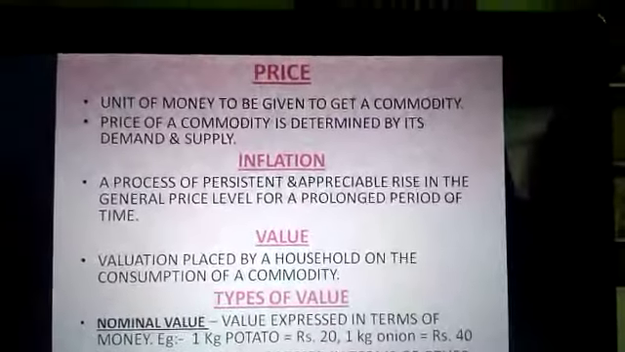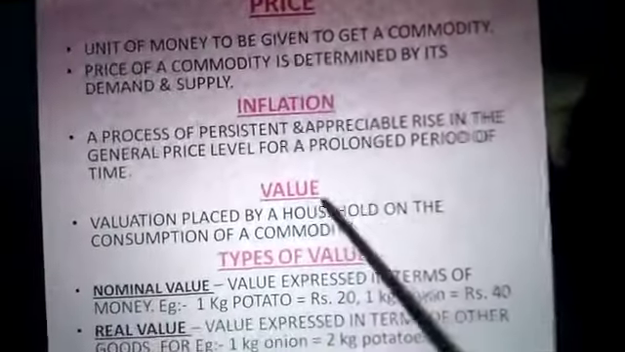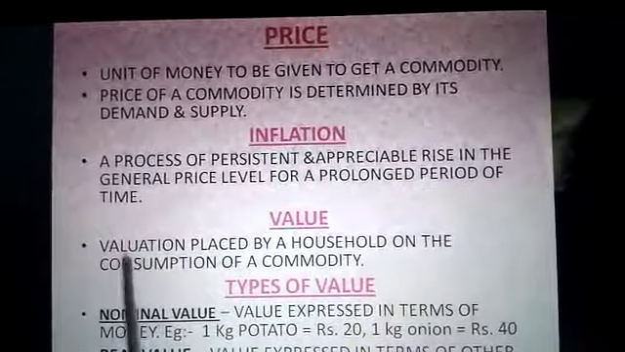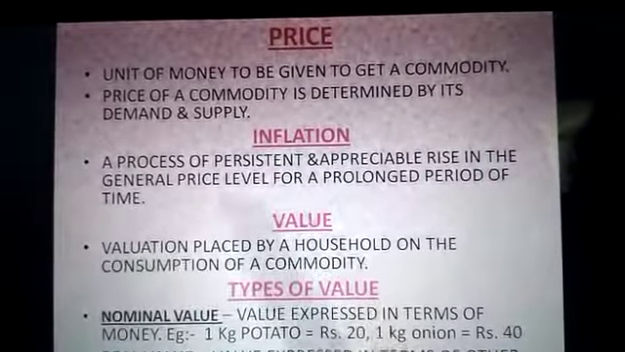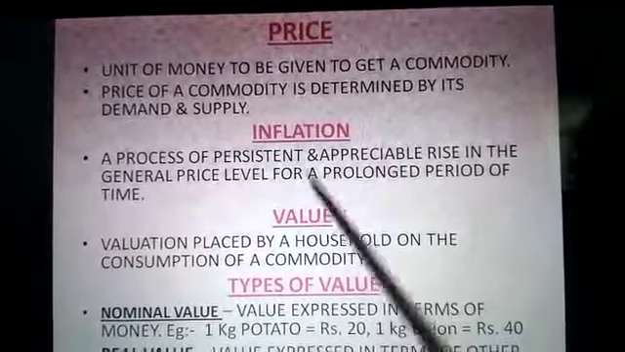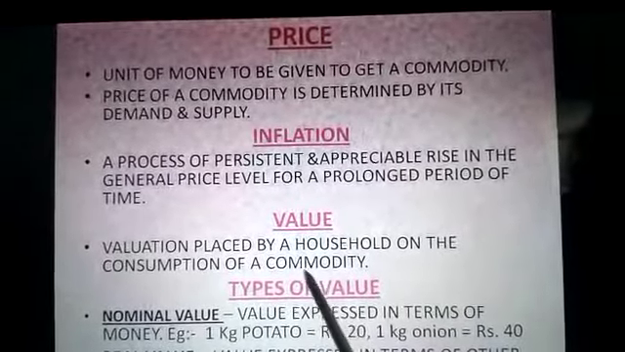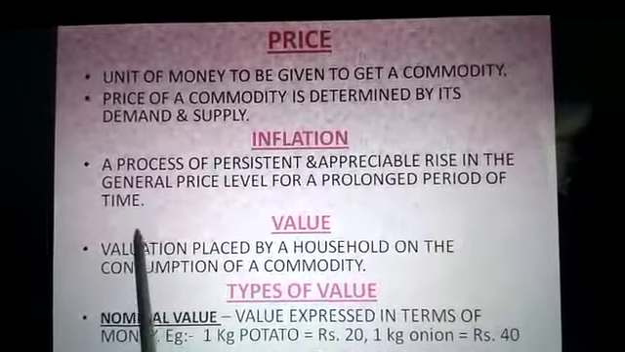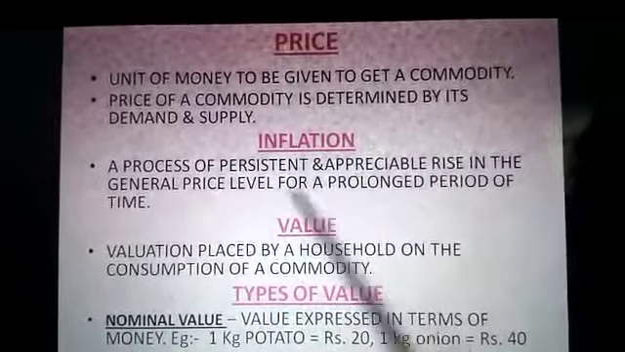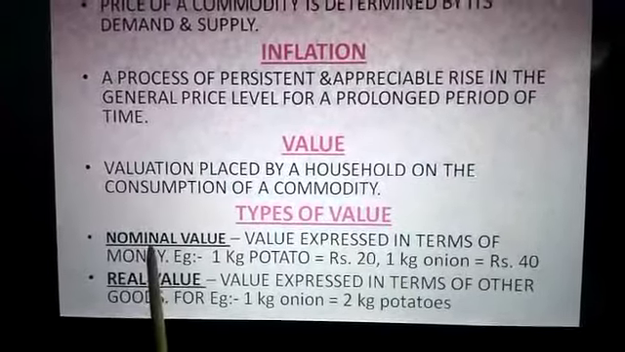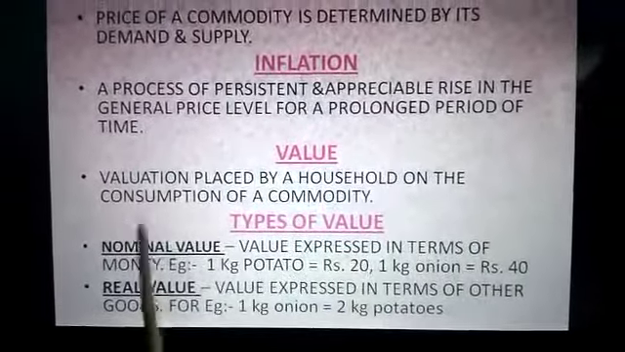The next concept is that of value. When a household buys a commodity, they place a value to it. That valuation of the product is known as value. When you buy a product for consumption, the value you attach to the product, that's what we are talking about. There are two types of values. One is nominal value and the second one is real value.